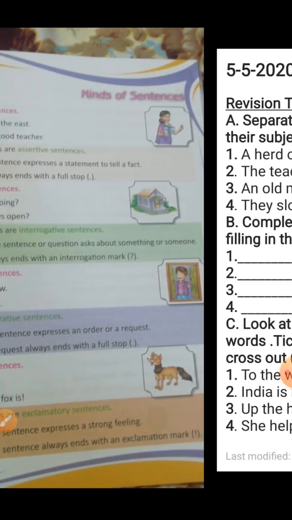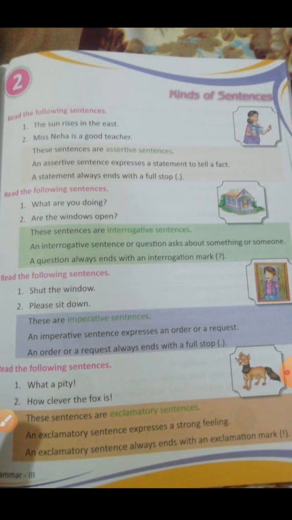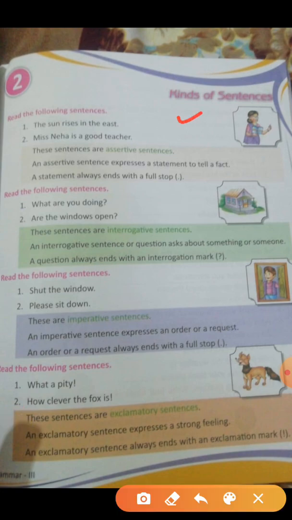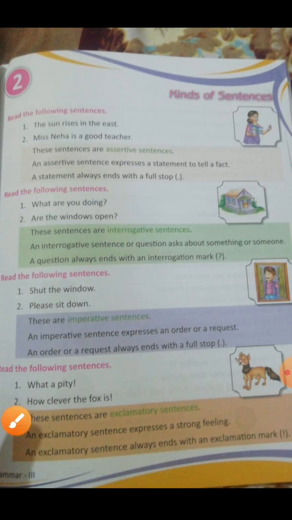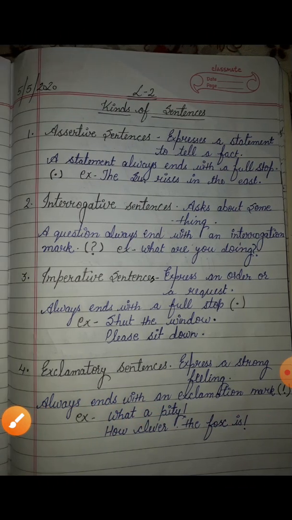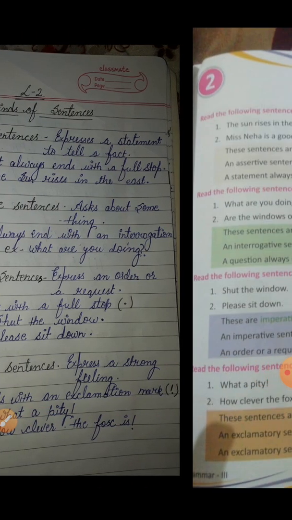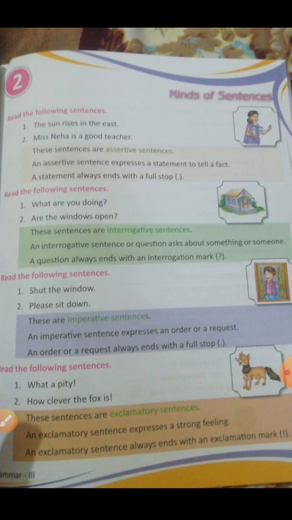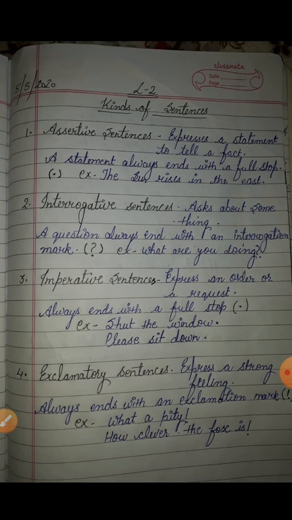Now come on to your explanation of chapter number 2 which is on page number 9. All of you open your book page number 9 and your chapter name is kinds of sentences. Chapter number 2. Students, I have written here kinds of sentences. This is the little summary of your chapter. Here is your chapter. See, listen carefully.